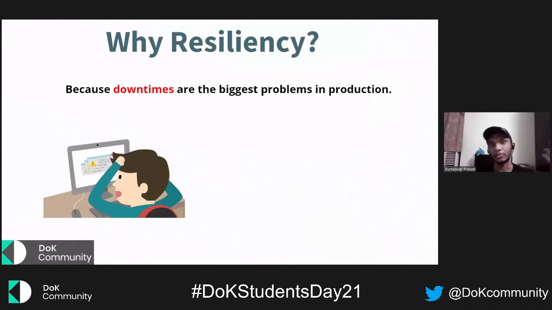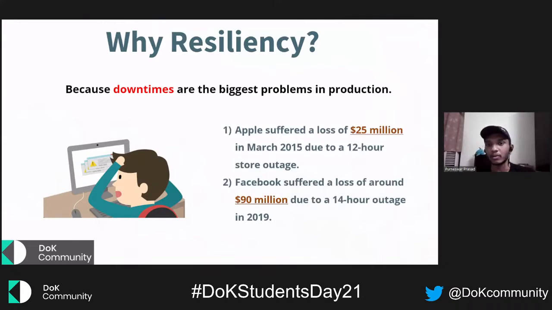If we accumulate the worth of 2 to 3 of the richest persons of some countries, it might not be $6 billion. So it's a big loss for a company like Facebook. And it's not Facebook alone. In the past, we have seen Facebook suffer a loss of around $90 million, and Apple suffer a loss of $25 million. These are some examples which say why resiliency is a very big factor when we discuss how systems will be resilient.